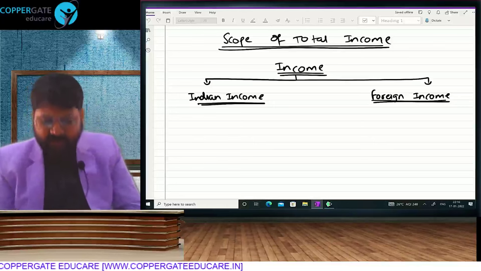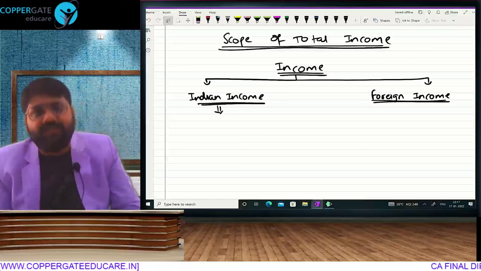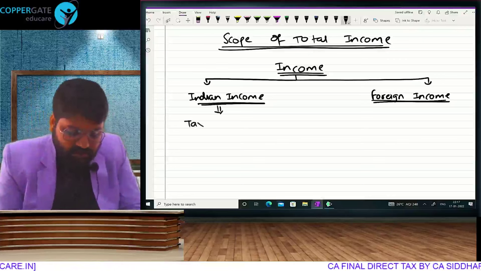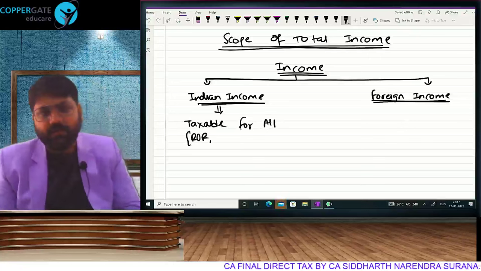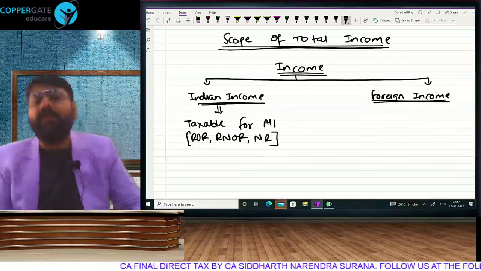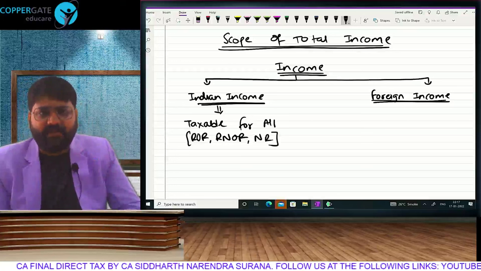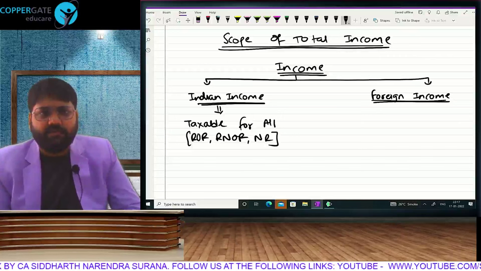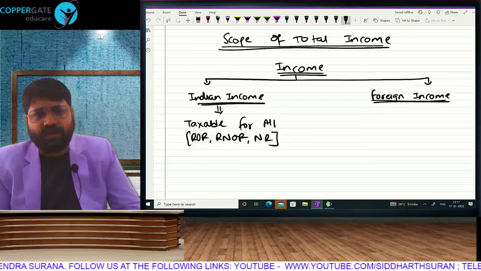Income of an assessee will be divided into Indian income and foreign income. Indian income is going to be taxable for which assessee? Now answer this question. Resident, non-resident, for whom? This is going to be taxable for all. All means whether you are ROR, whether you are RNOR, and whether you are non-resident, irrespective, Indian income is going to be taxable for every assessee. Indian income will be taxable for everyone. Is that understood? This is something that we have been discussing all throughout. Indian income is going to be taxable for all assessees.